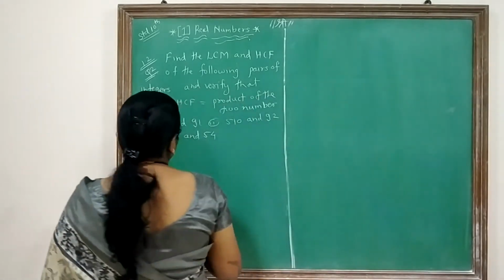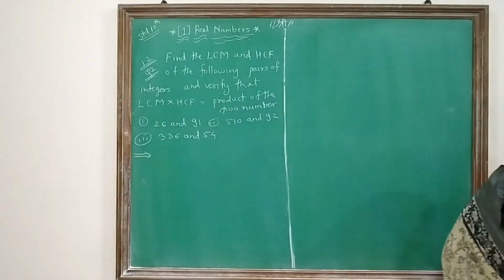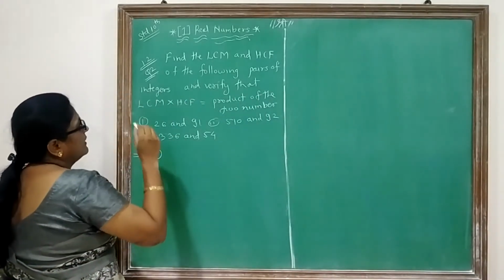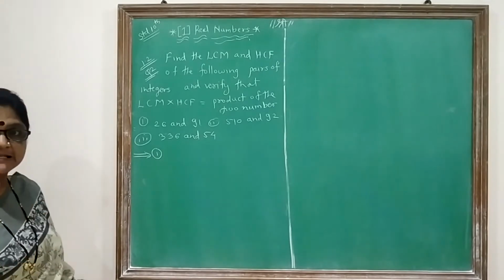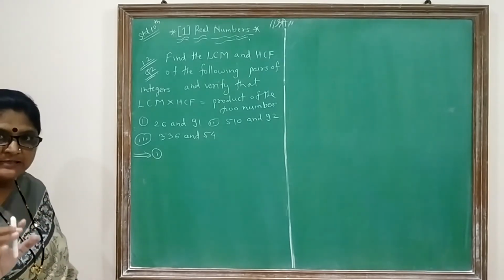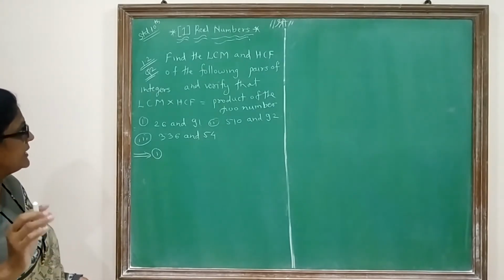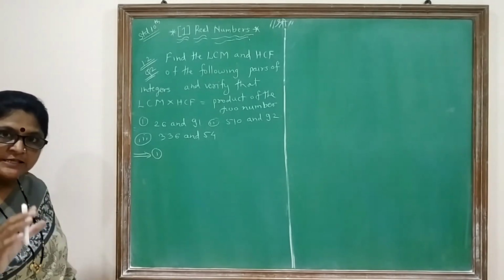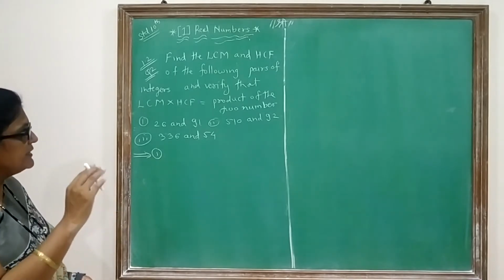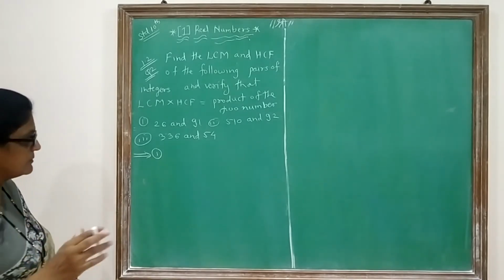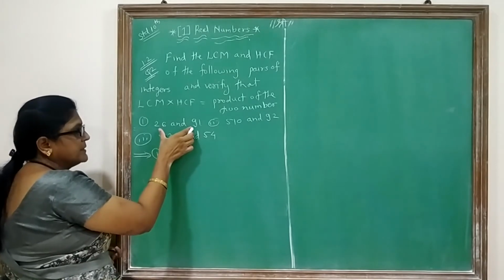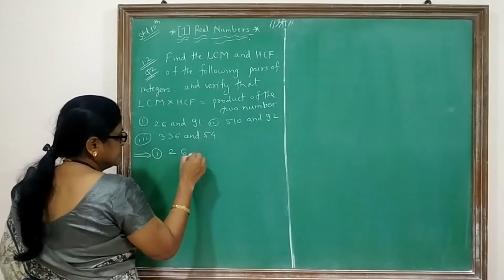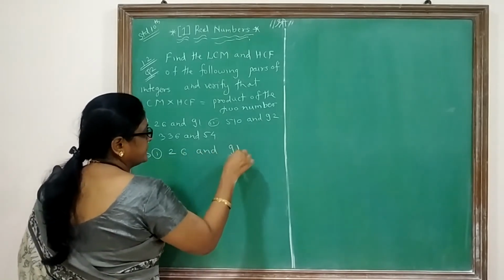Then first example, 26 and 91. What is your question? Find the LCM and HCF of the following pairs of integers and verify that. First we will find HCF, then LCM, and then verify LCM into HCF equal to product of two numbers. Product of two numbers means these two numbers given in your example. Then you will take your first example, that is 26 and 91.